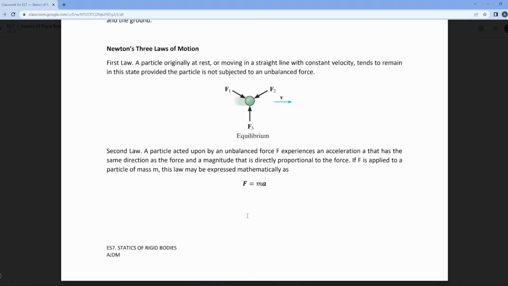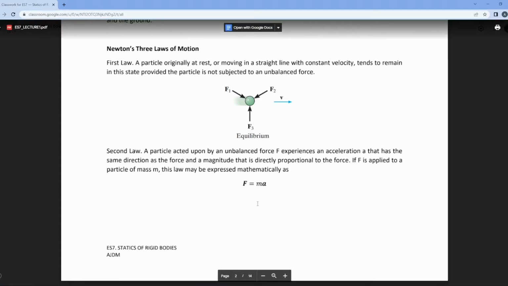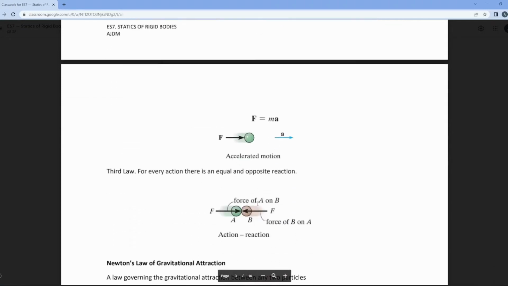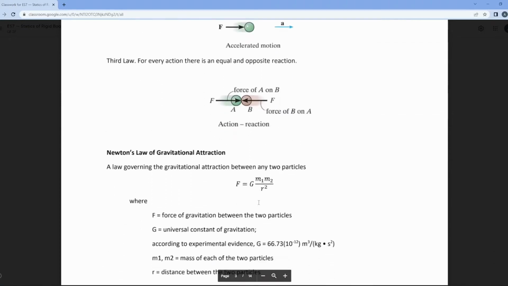Second law, a particle acted upon by an unbalanced force F experiences an acceleration A that has the same direction as the force and a magnitude that is directly proportional to the force. So, we're all familiar with this equation, F equals ma. And the third law states that for every action, there is an equal and opposite reaction. Okay?